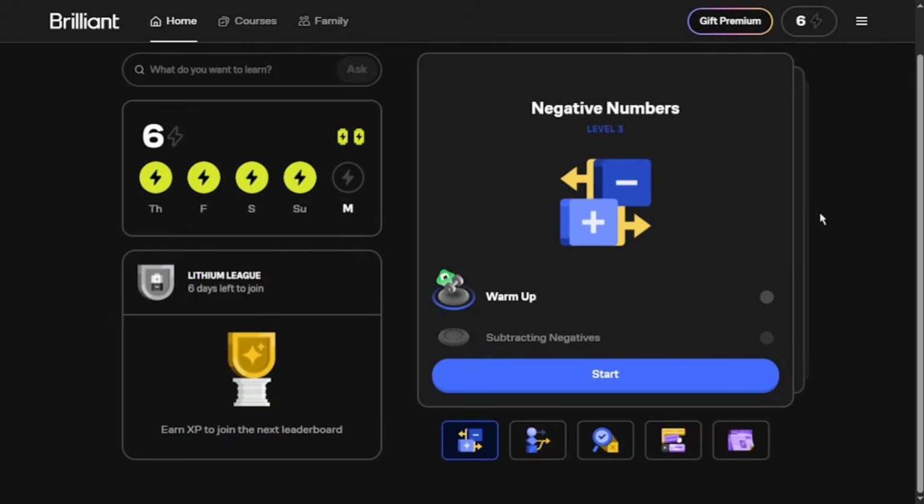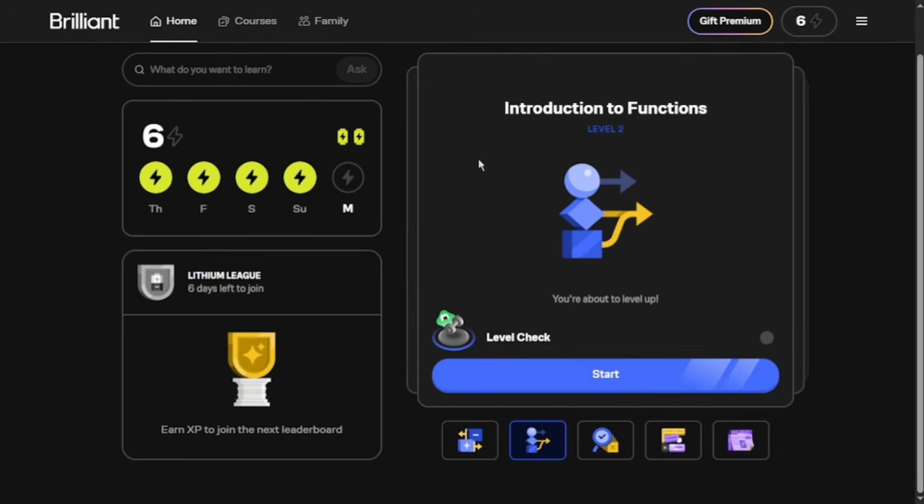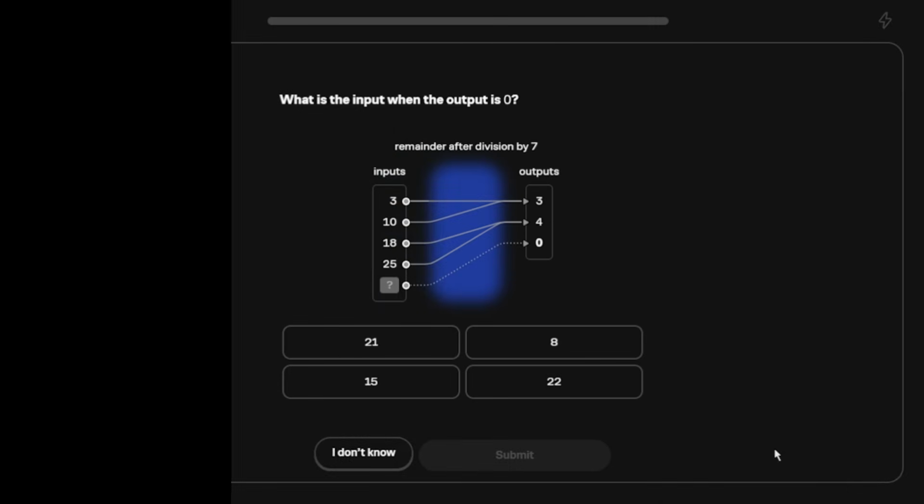Today I'm doing Brilliant. For today's topic, we continue with the introduction to functions. Next we're going to get a level check to check our level. So let's get in real quick. Time to level up. I get a question.